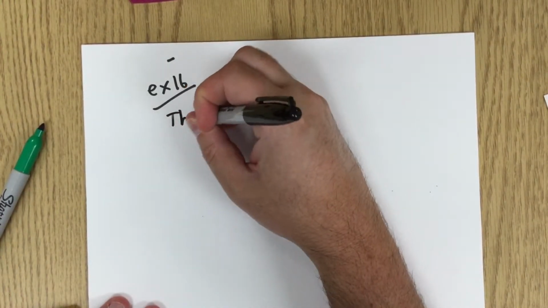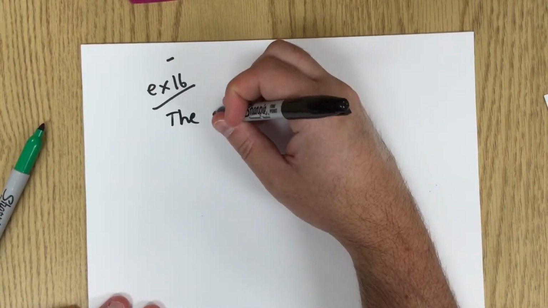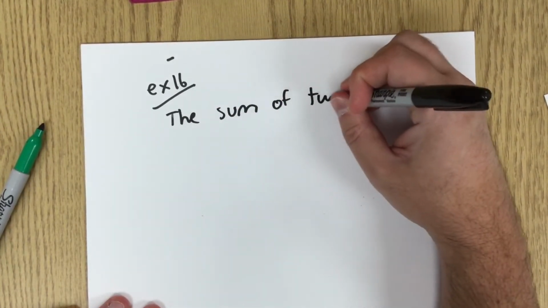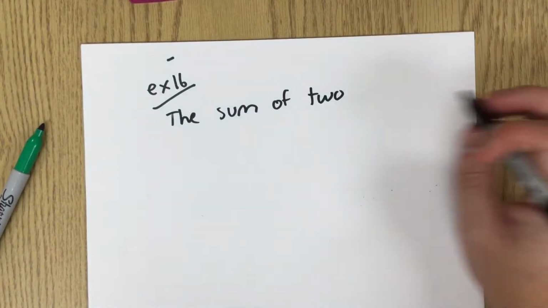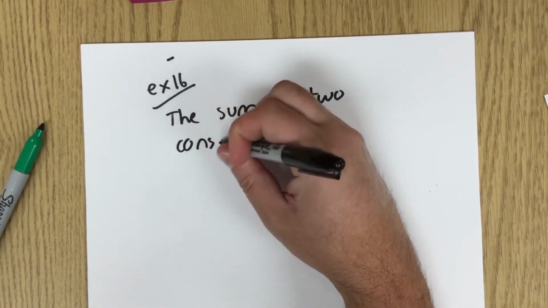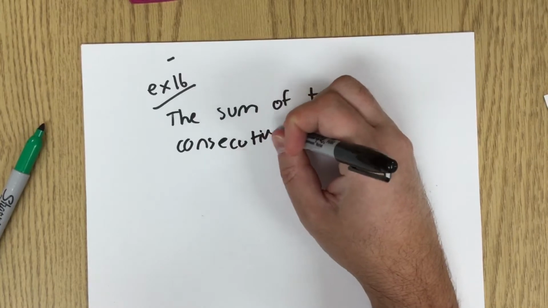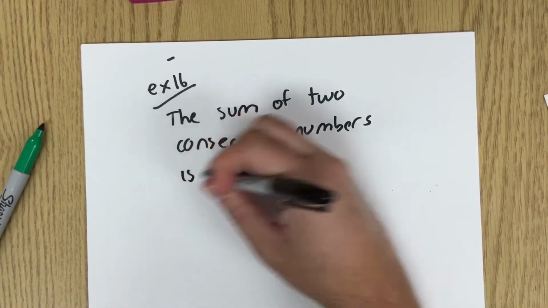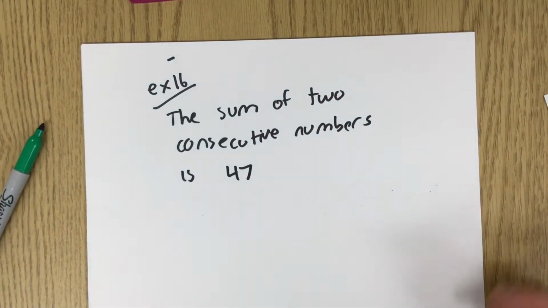Okay, now we're going to go on to some other types of problems. The consecutive numbers. The sum of two consecutive numbers. So what consecutive means is one comes right after the other.